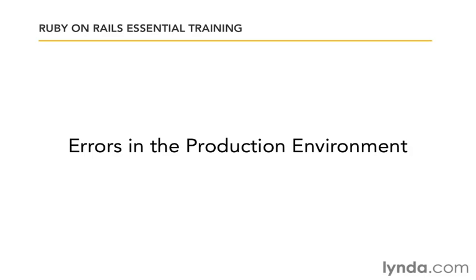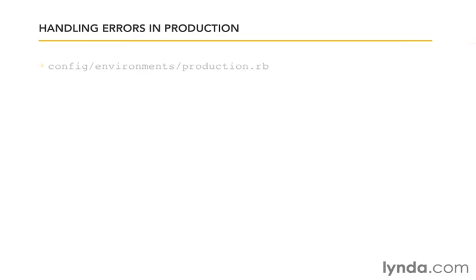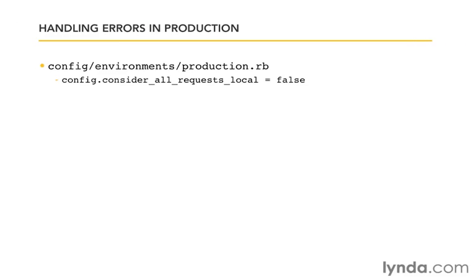Most importantly, we don't want to show the not so user-friendly error pages that we've been working with that expose a lot of our code details. It's not very classy, and it also presents a security issue. Instead, we want to turn that behavior off. We saw that previously in the config environments production.rb file.